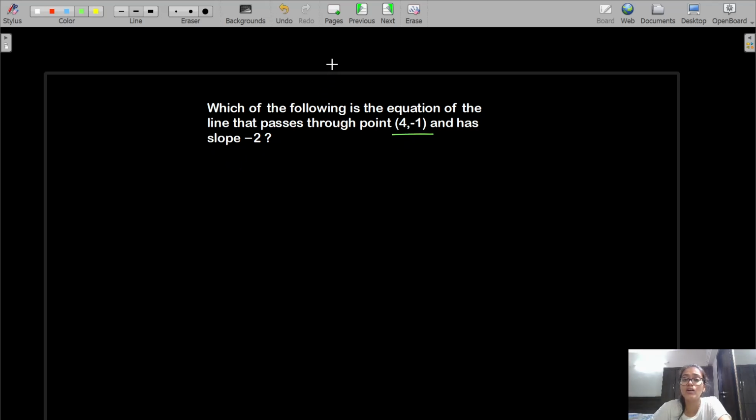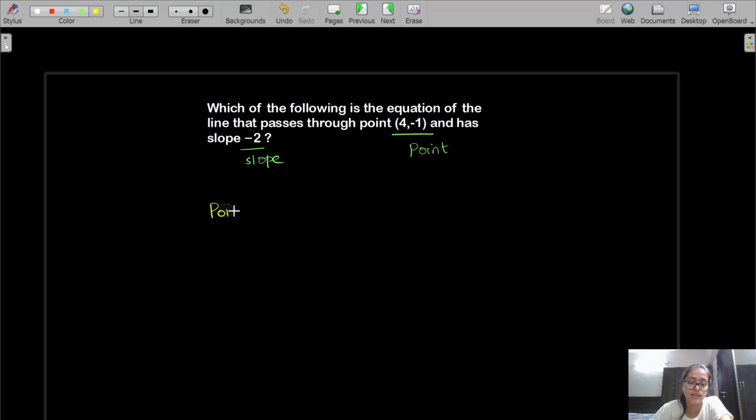This is the most common way in which the questions are asked. They will give you the slope and they'll tell you that the line passes through this point and you have to find the equation of the line. In this case, the easiest way to find the equation of the line would be, you know that this point lies on the line, and you know that this is the slope. So you can use the point slope form here.